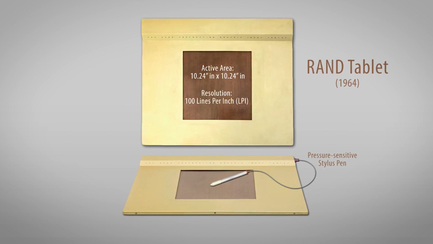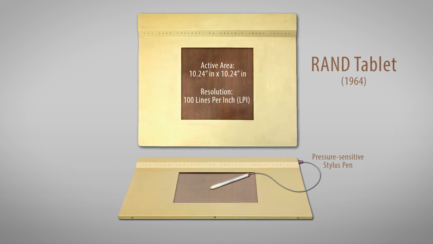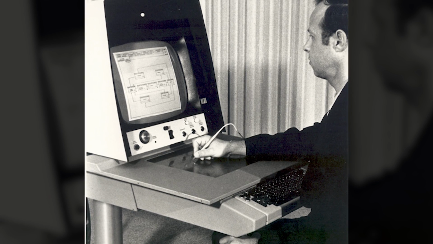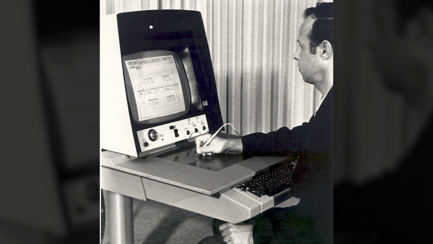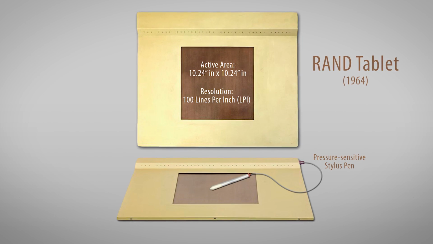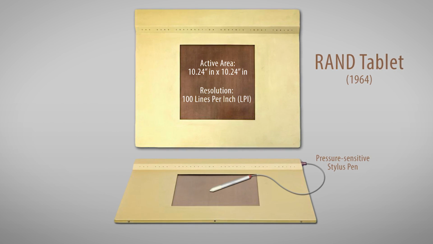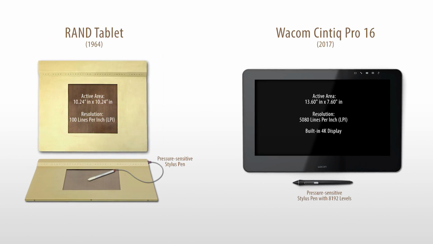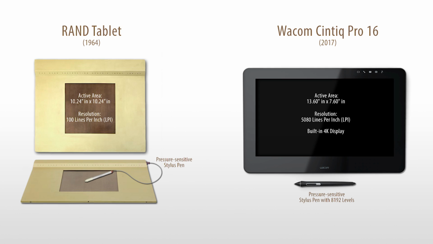So how about the specs on the RAND tablet? How do they compare to a modern-day tablet? The RAND tablet had an active drawing area of 10.24 inches by 10.24 inches, but the non-active drawing area was much larger and nearly took up the entire desk. The stylus was pressure sensitive, though I don't know how many pressure levels it had. The resolution was 100 lines per inch. If we compare that to modern day tablets, a Cintiq Pro 16 has around 5,000 levels of resolution and over 8,000 levels of pen pressure.